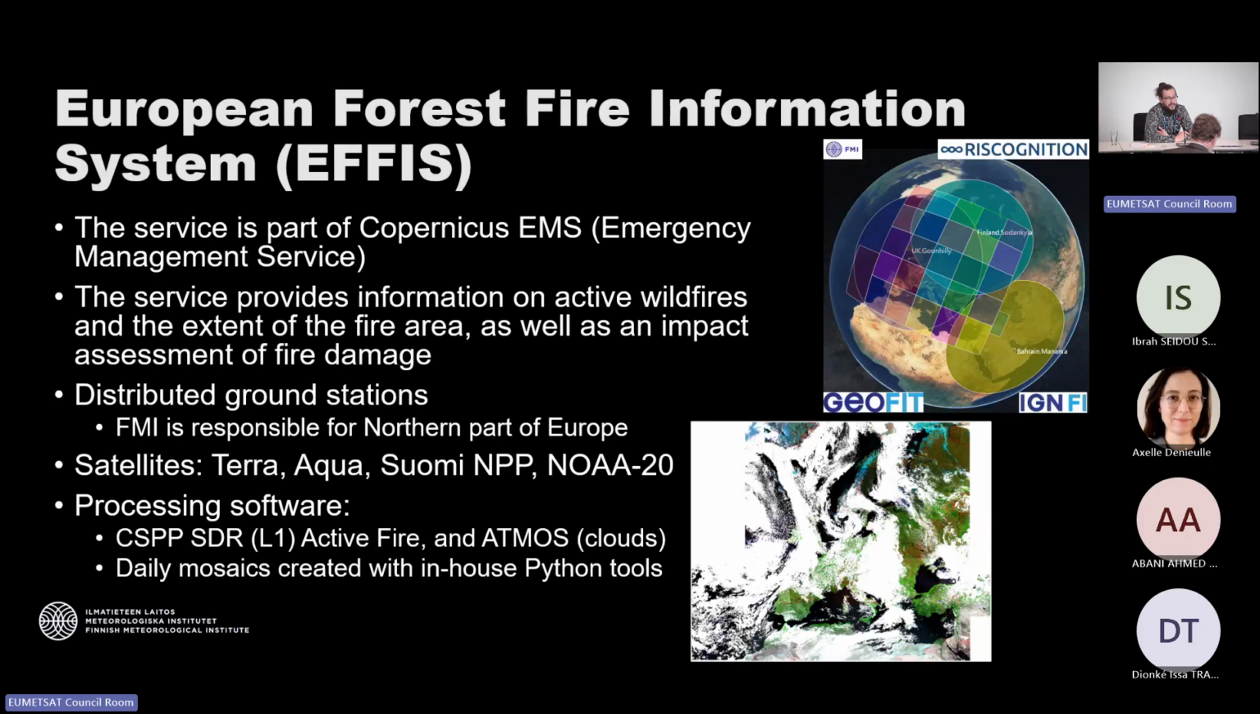But again, we are using the CSPP active fire to provide, of course, the active fires, but then we also use the Atmos to get the clouds, and the clouds we need to create the daily mosaic. So we combine the overpasses and do the daily mosaics with our in-house Python tool. Basically, when there are overlapping passes, we select the best pixels, meaning no clouds or the highest sun elevation.